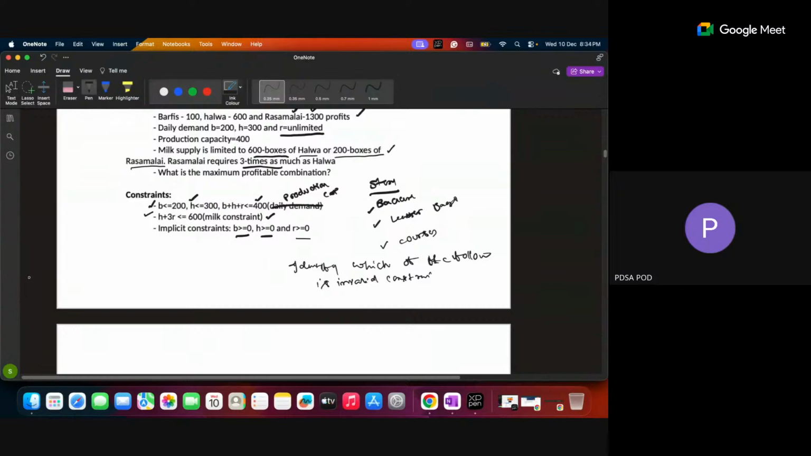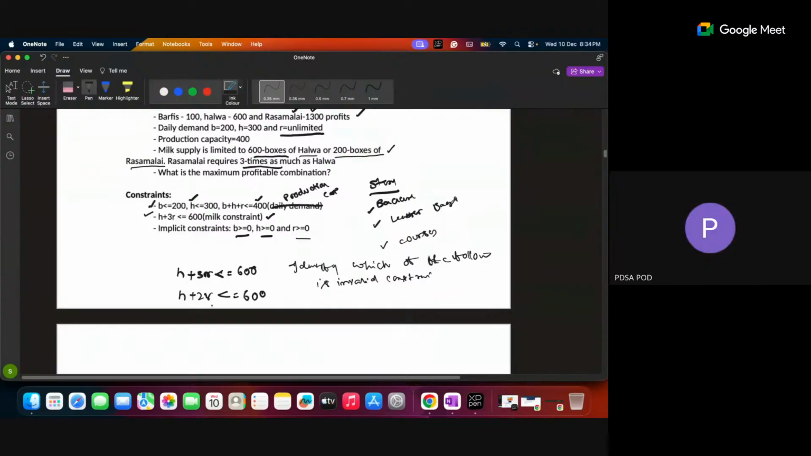See, look at the milk constraint, right? What they might ask you: the milk constraint is halwa plus 3 times of milk required. One halwa box, and the rasmalai requires 3, less than or equal to 600. That is the right constraint, right? Maybe they will ask you here 600, like this: halwa plus 2 times, so this is a wrong constraint, right? Because it's 3 times, right?